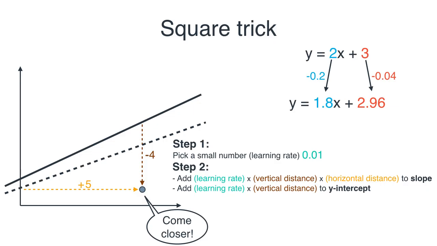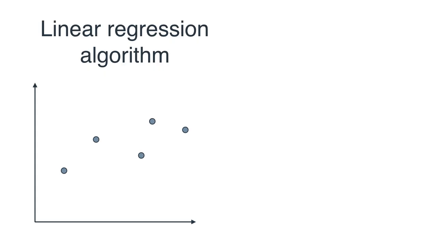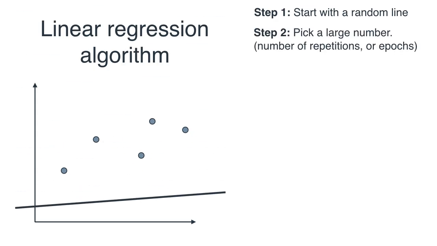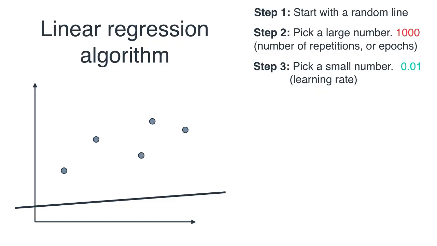So finally we are ready to look at a linear regression algorithm. So it's going to go like this. We want to fit a line to these points. Step 1, start with some random line. Step 2, pick a large number. That's the number of repetitions we're going to do, number of epochs, 8,000. Step 3, pick a small number, the length of our step, so 0.01. That's the learning rate. So step 4 is going to be a loop. We're going to repeat the number of epochs times, so 1,000 times.